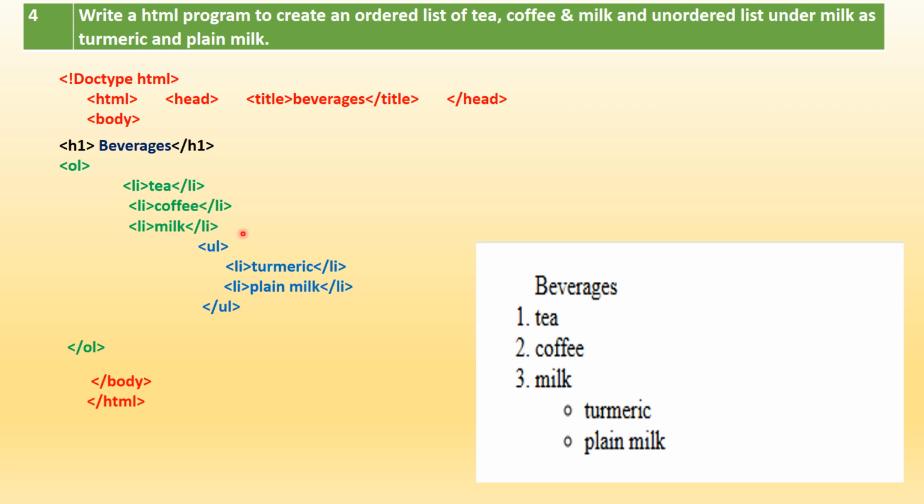You can see the output here. You can see one, it's tea, coffee, milk, and under milk, we need 2 items there. The 2 items are turmeric and plain milk.